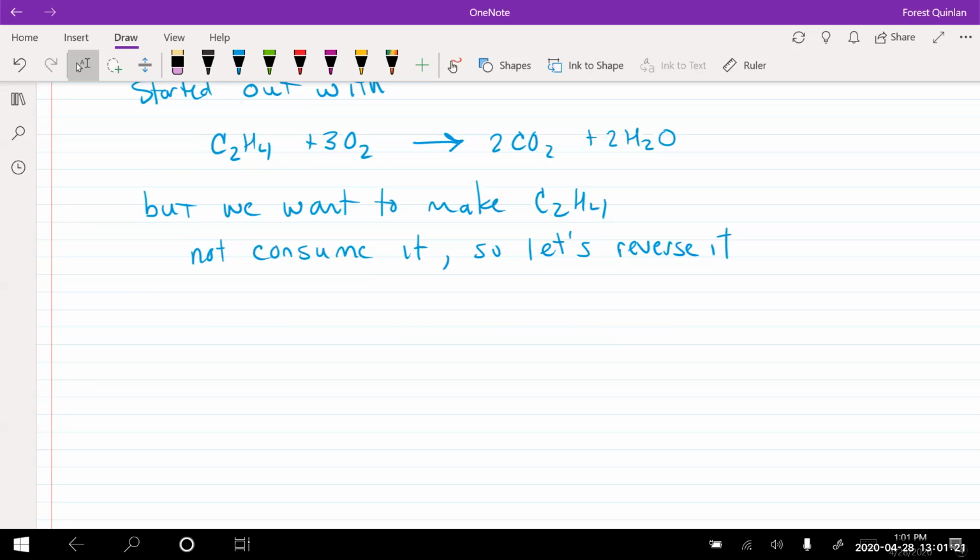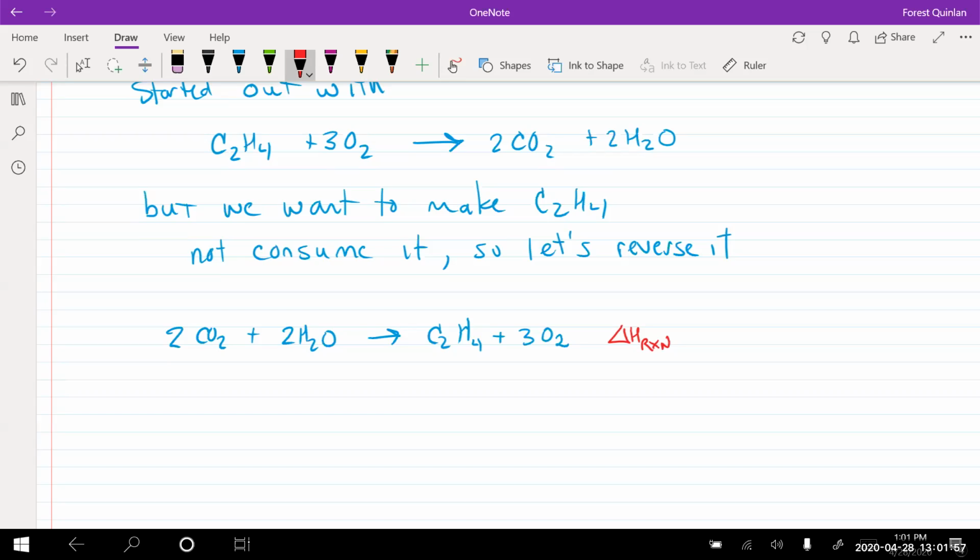If we reverse that reaction, we are going to now have 2 carbon dioxides plus 2 waters going to make C2H4 and 3 oxygens. Now, you make that nice and pretty. Now, I want to point out something here. The delta H of this reaction is going to have to change.